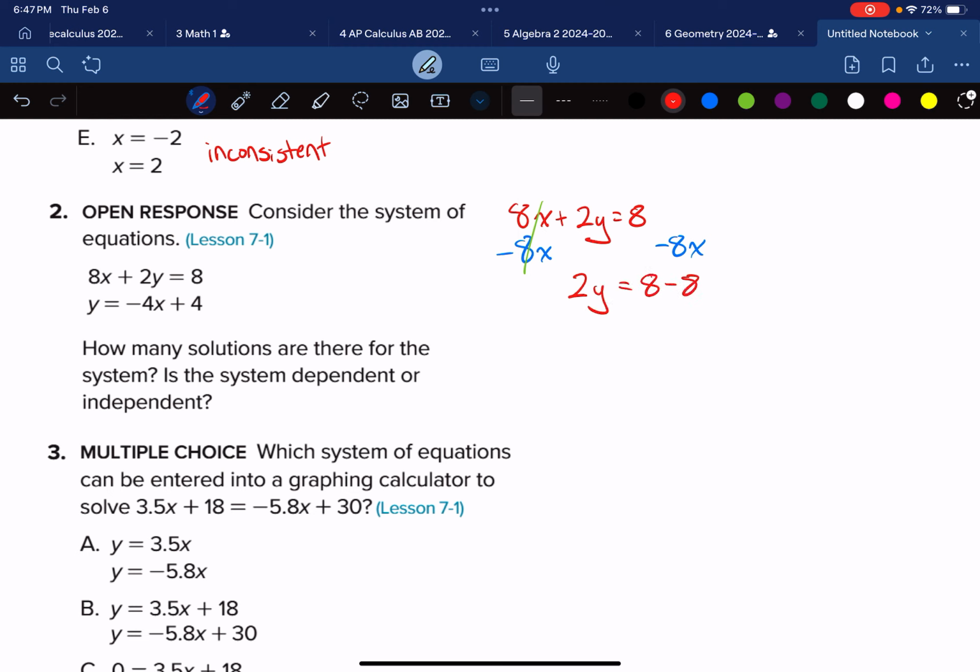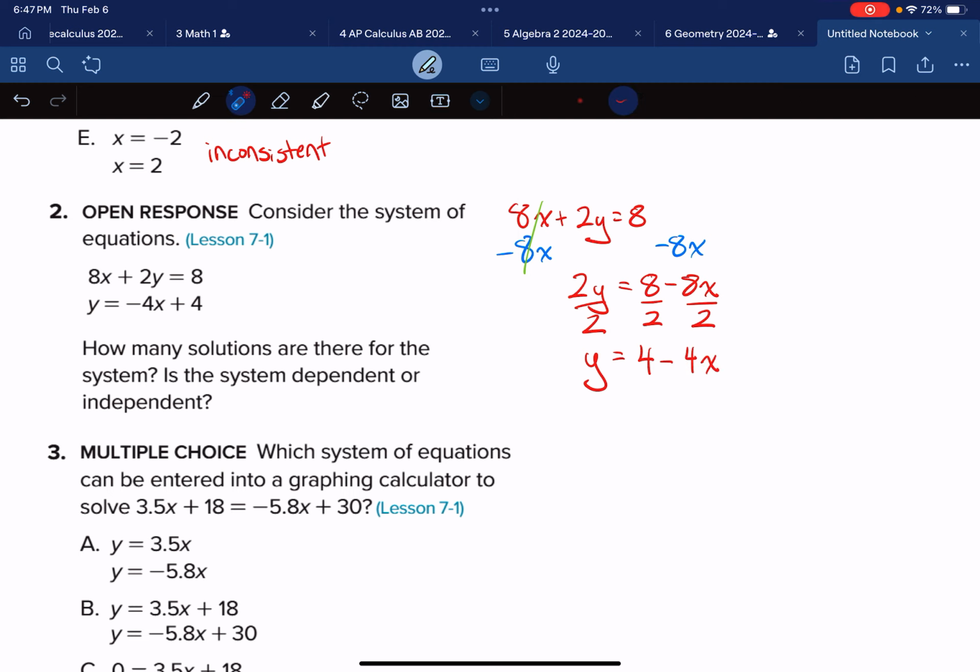That means that that is gone, leaving behind a 2y, which is equal to an 8 minus an 8x. The next step that I'm going to do is to get rid of this 2. I can divide both sides by 2. When I divide that entire side by 2, my shortcut is to divide each individual term by 2. So I'm going to go like this, divide by 2, divide by 2. That's the same thing. So now I have y is equal to 4 minus 4x.